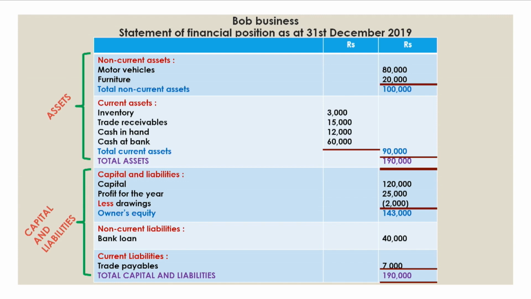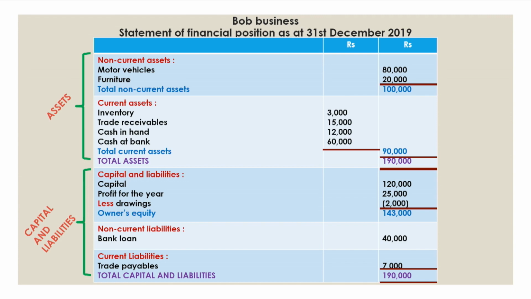Then, we need to record all current assets. Inventory, 3,000 rupees. Trade receivables, 15,000 rupees. Cash in hand, 12,000 rupees. And cash at bank, 60,000 rupees. The amounts of all current assets are recorded in the second column, and the total current asset amounts to 90,000 rupees. This amount is recorded in the third column.